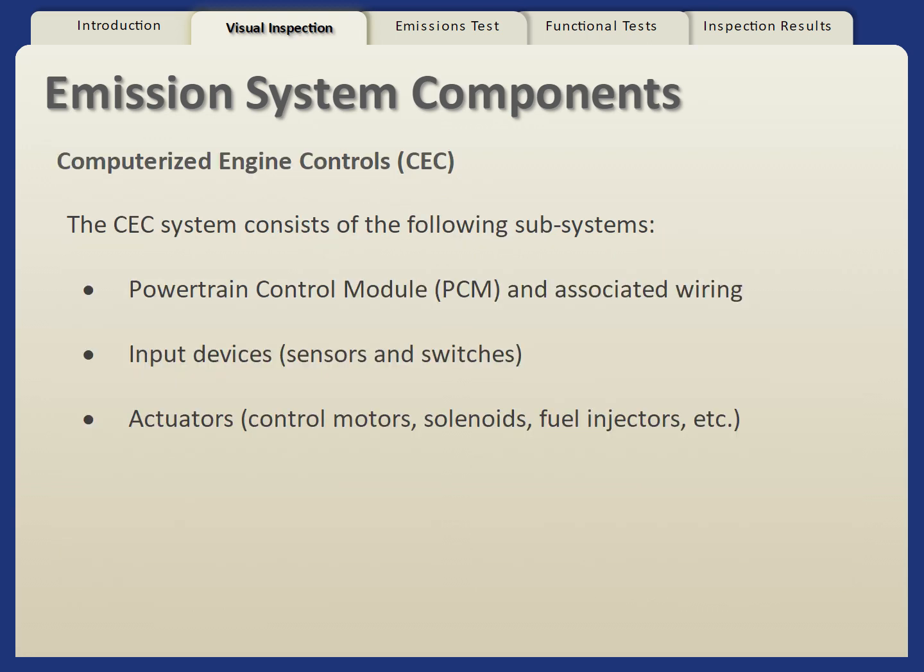The computerized engine control system manages a variety of engine and vehicle functions and is designed to maintain an optimal air-fuel ratio. When the optimal air-fuel ratio is maintained, the catalytic converter can control oxides of nitrogen, hydrocarbon, and carbon monoxide emissions. The computerized engine control system consists of a powertrain control module, or PCM, input devices such as sensors and switches, and various actuators controlled by the PCM.